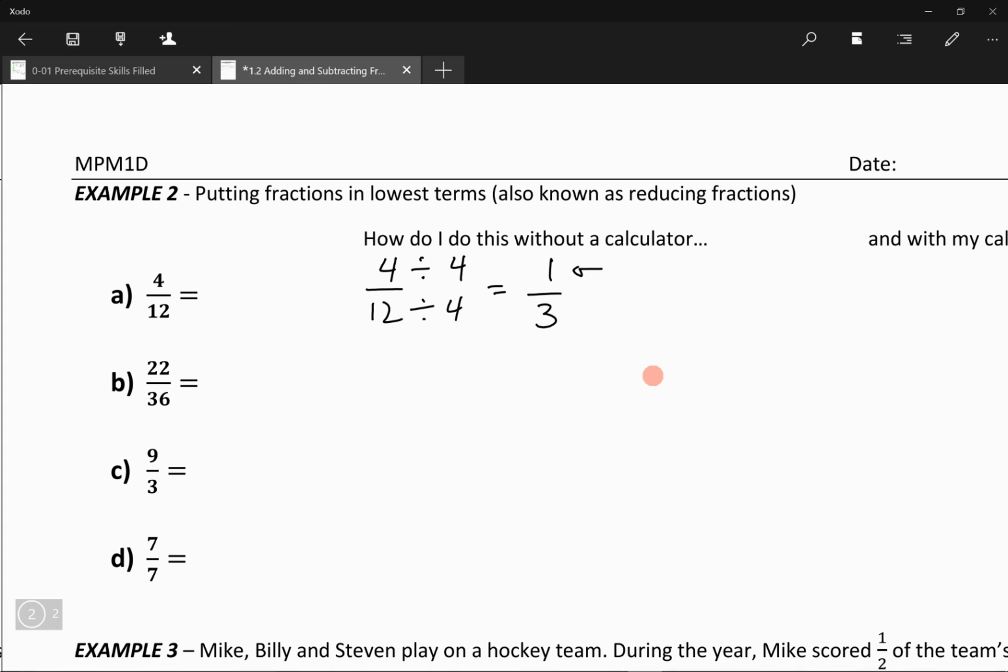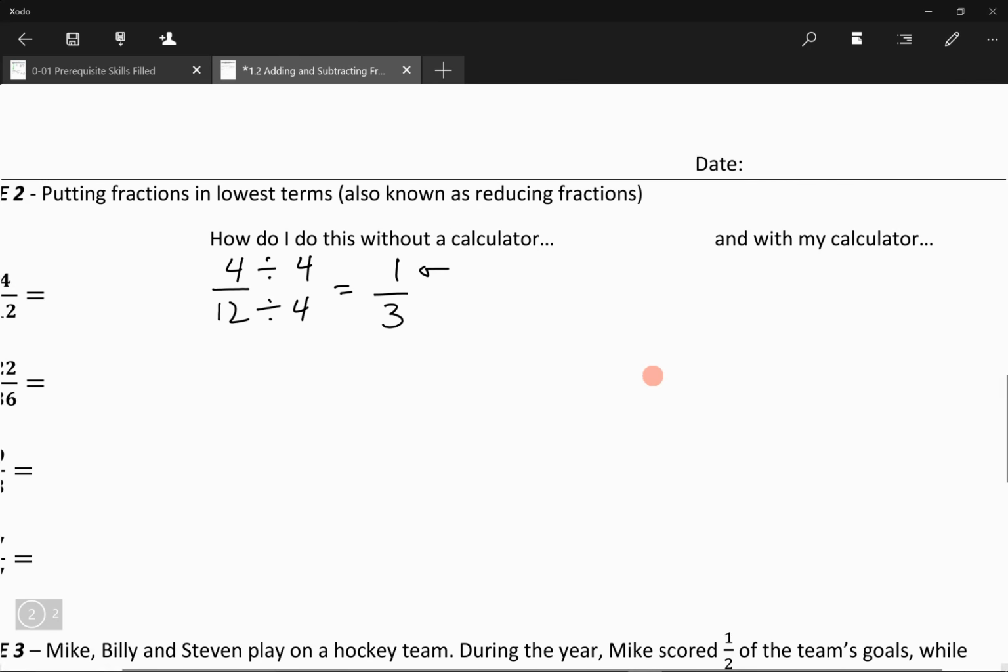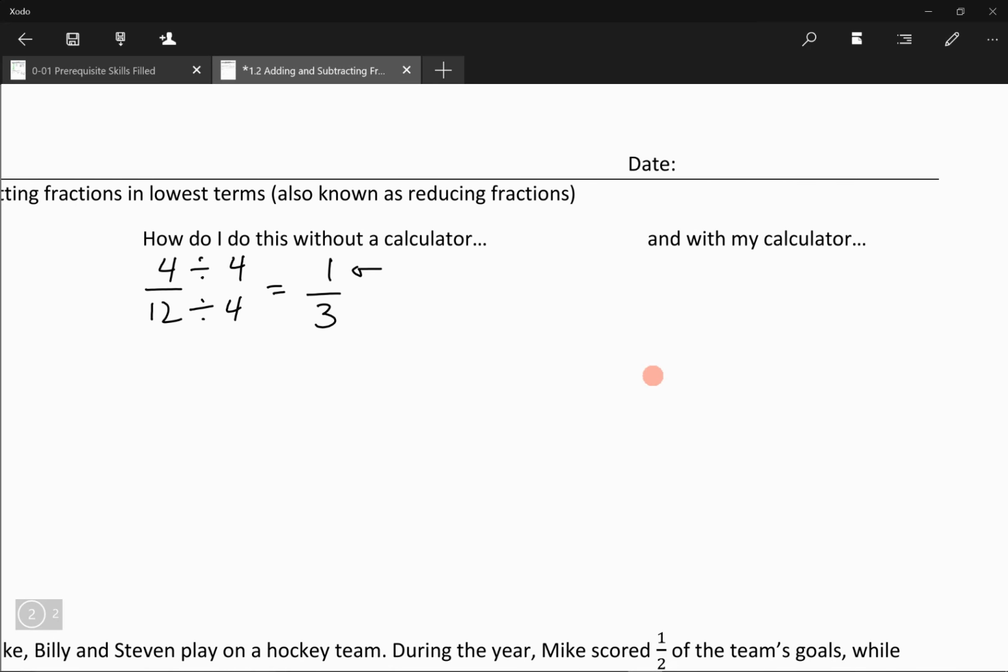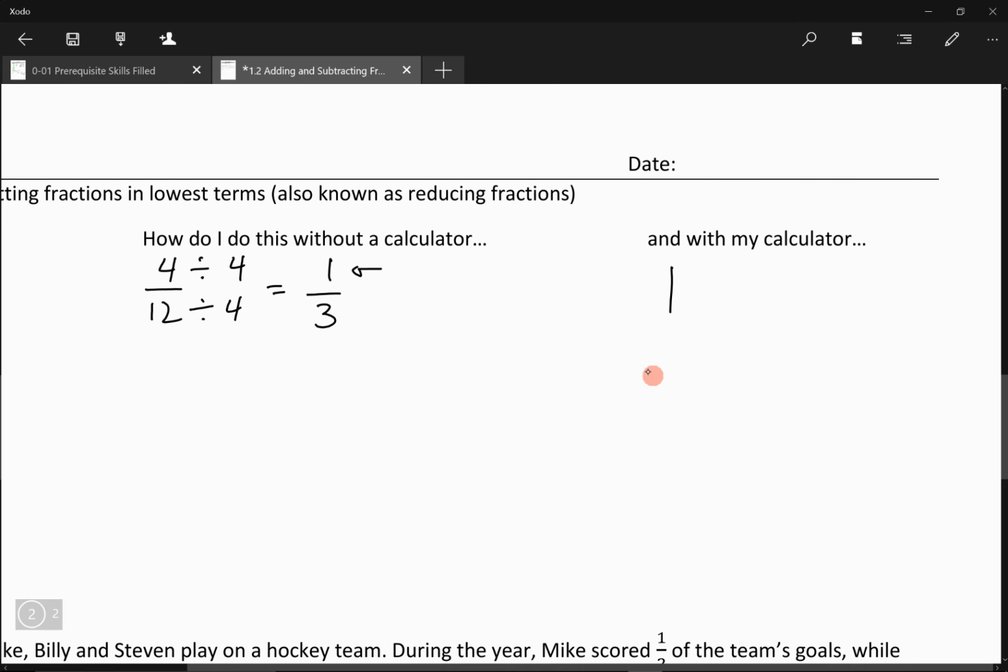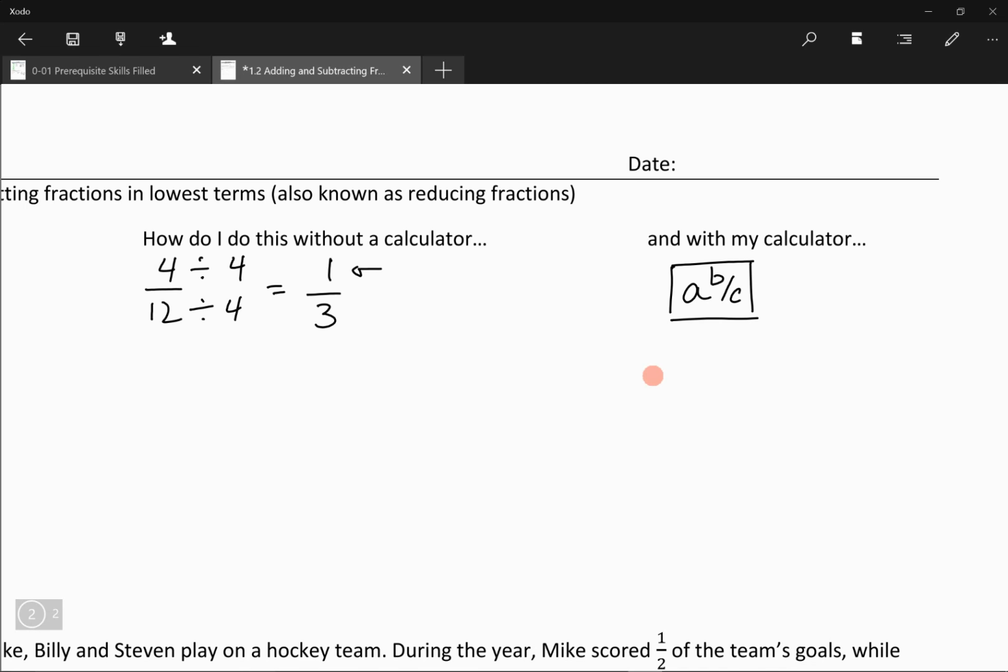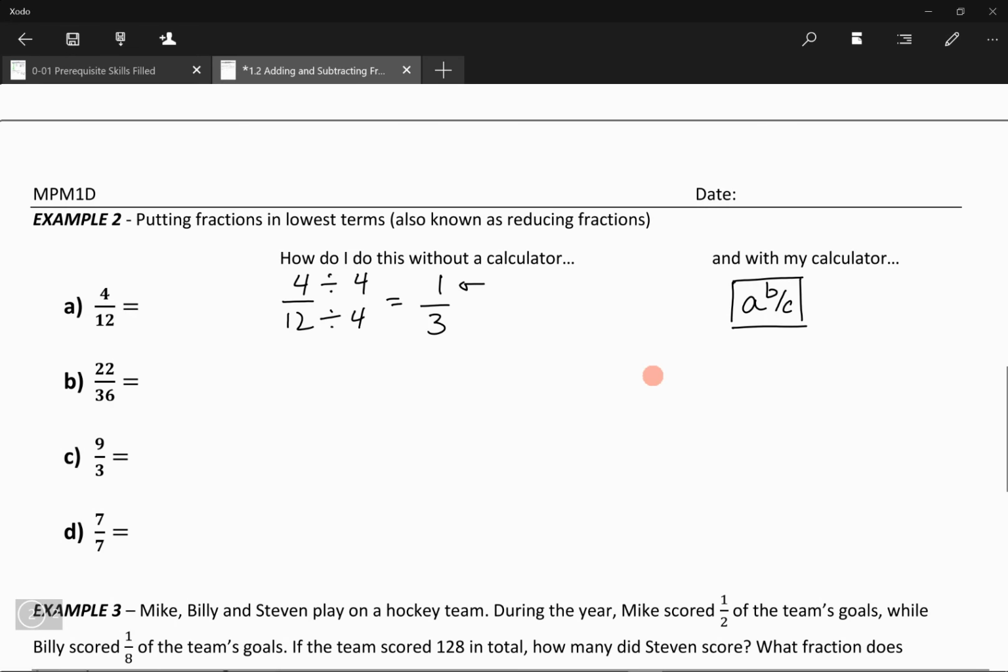Okay. On your calculator, if you have a scientific calculator with a special button, the button would look like this. So here's this button, and it's going to look something like this: A with a B over C. This button here will automatically turn anything you write into a fraction, and it will put it in the lowest terms. Okay, so you can use that too.